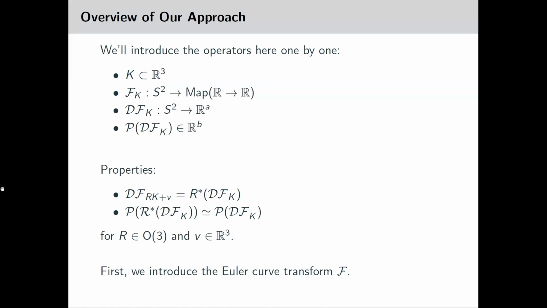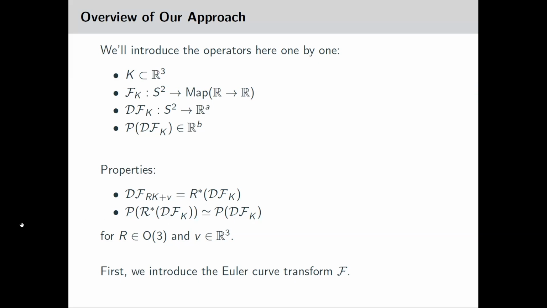The second note here is that the orthogonal matrix R comes out of the operator DF, right? And that means this operator is O3 equivariant. And in the next line, if these two vectors are the same, then that means the operator P is O3 invariant.